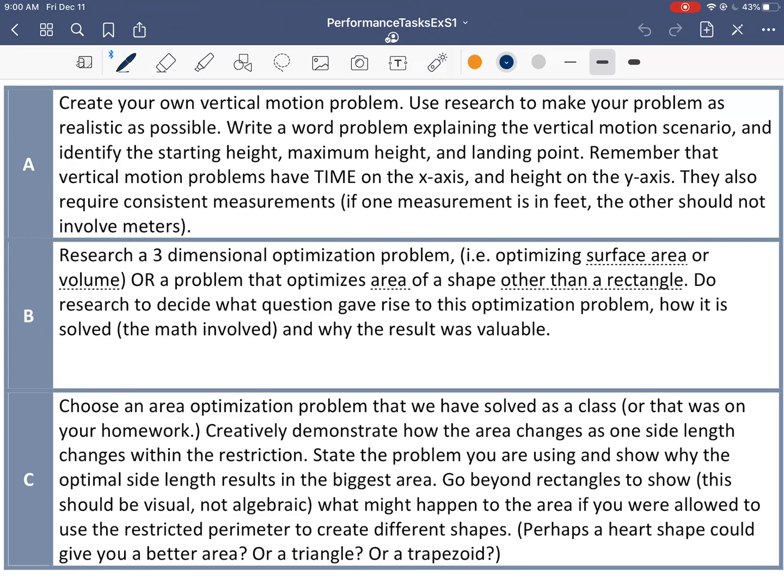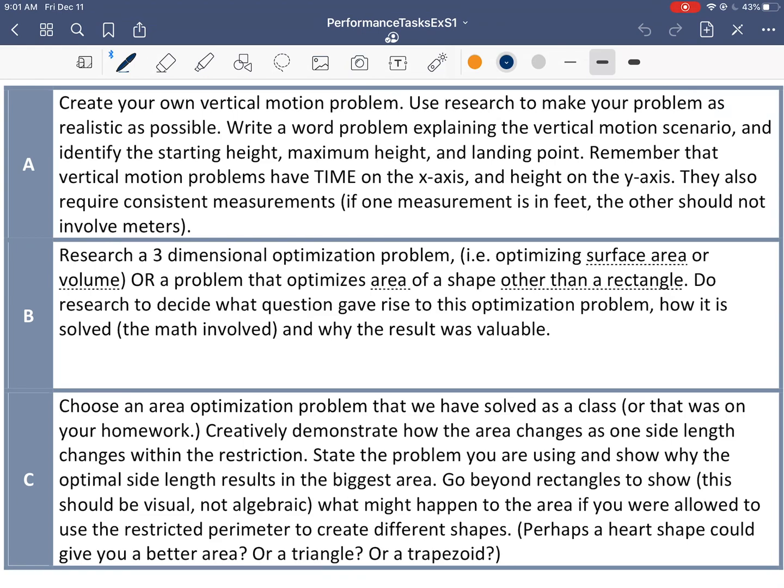Anyhow, there are a lot of business applications for optimization problems. So your job is just to research something that was optimized. And for the other option too, you don't have to do a 3-dimensional. You can also do the area of a shape other than a rectangle. So like a circle or a triangle. There was one homework problem about a triangle. Anyway, something that was a little bit other than what we did in class.